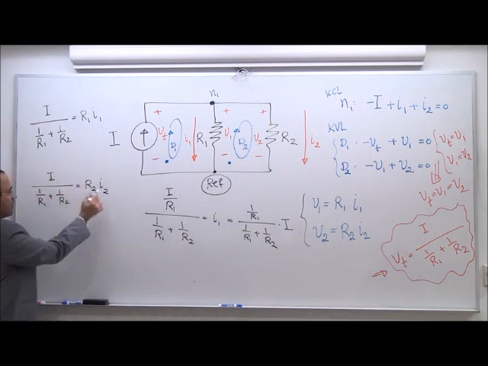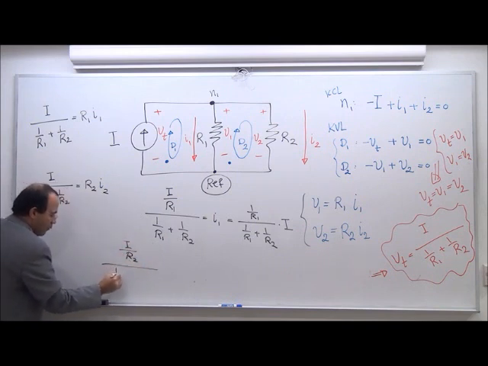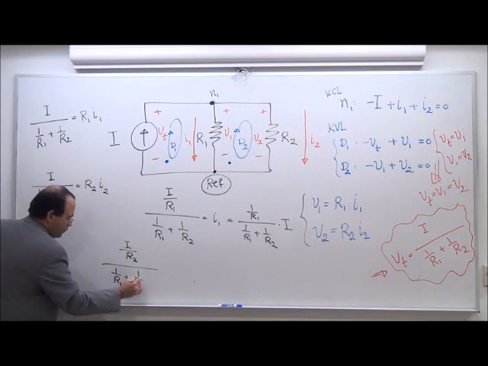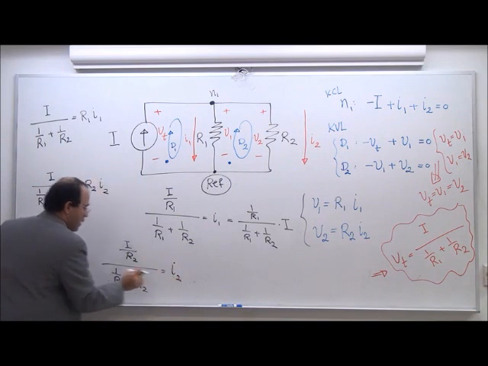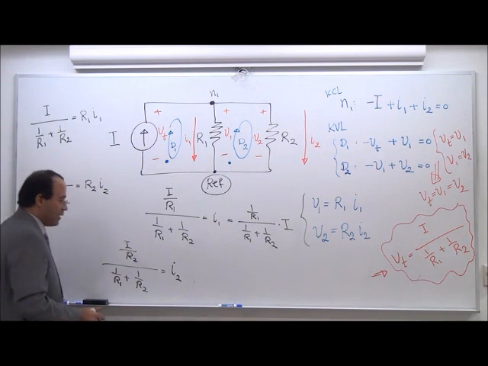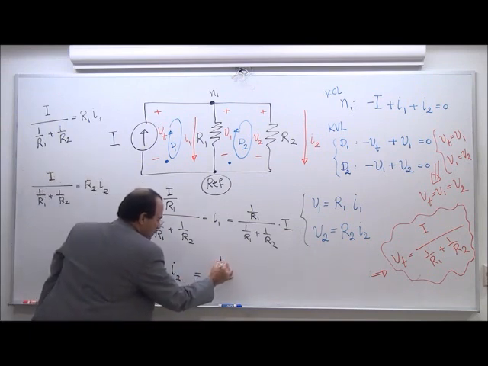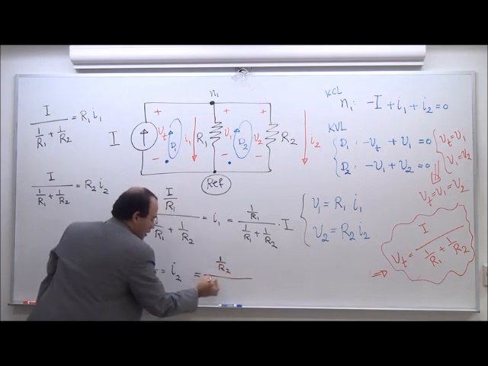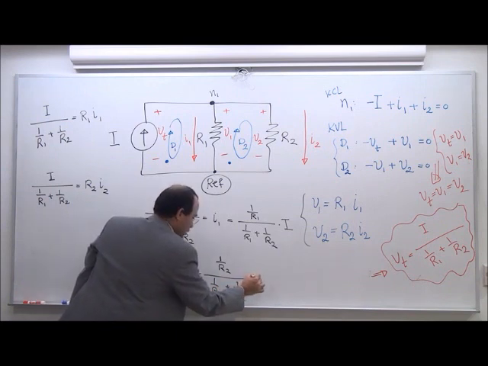Let's do it for the next one. This one, I'm going to take to the denominator of I. I R2 over 1 over R1 plus 1 over R2 is equal to I2. Since I want to make sense and have components that are very similar in the fraction, I'm going to take the I in front. So it's going to be 1 over R2 divided by 1 over R1 plus 1 over R2, times I.